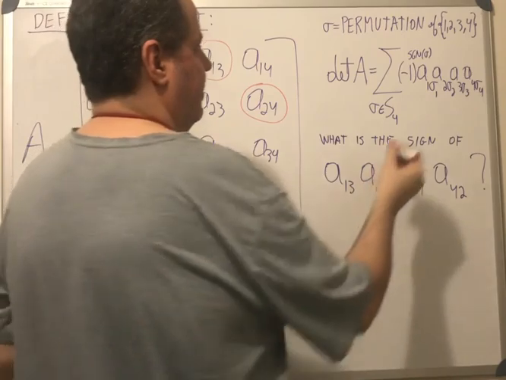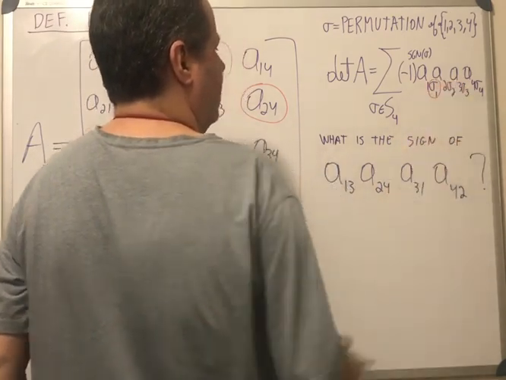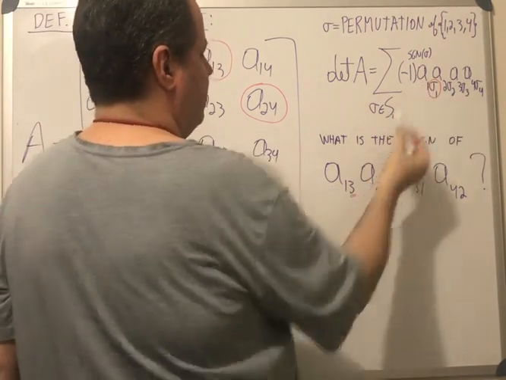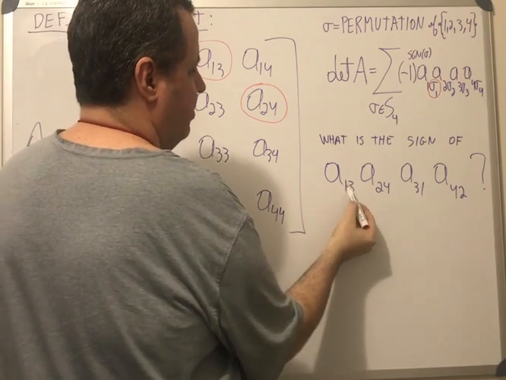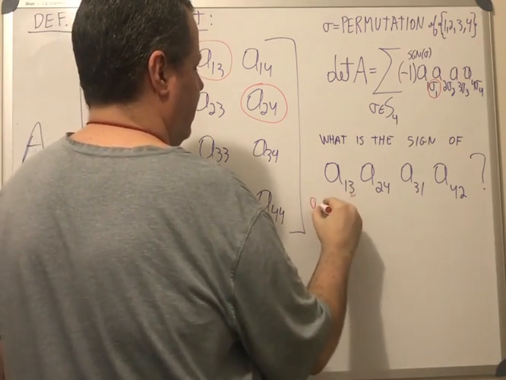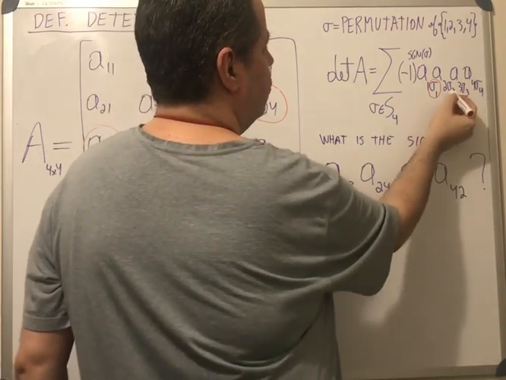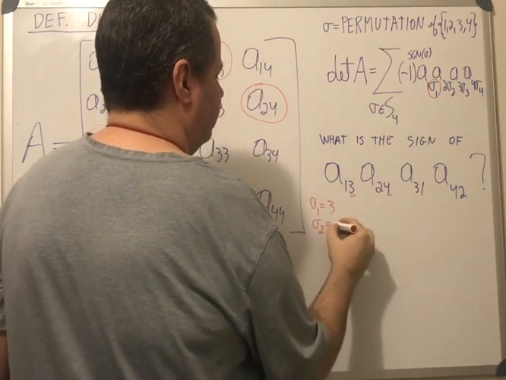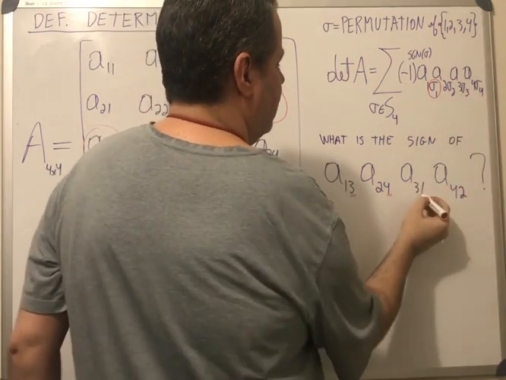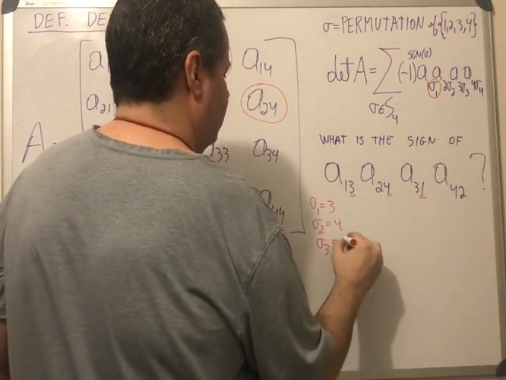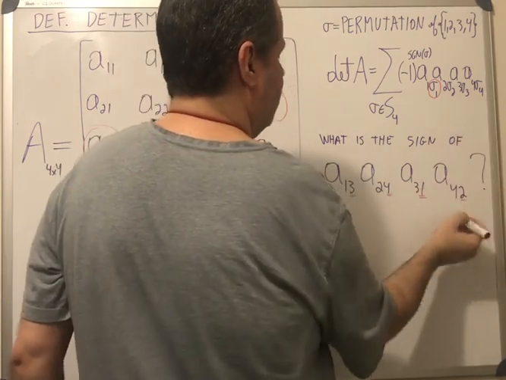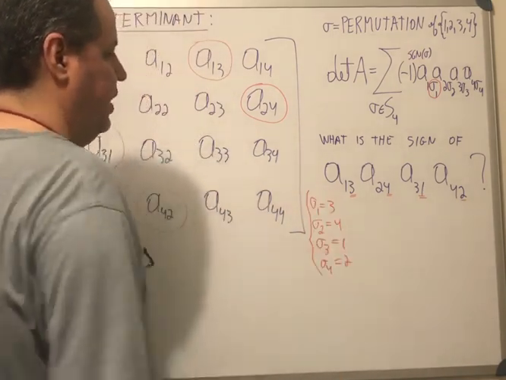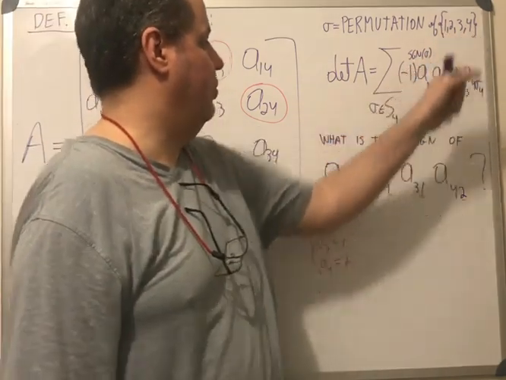What is sigma 1 here? The sigma 1 here in my example is 3, right? I have A1 sigma 1. Sigma 1 is 3. Here, A2 sigma 2, so sigma 2 for me is 4. Sigma 3 is 1. And sigma 4 is 2. So here is one particular function from this set to itself, one permutation.